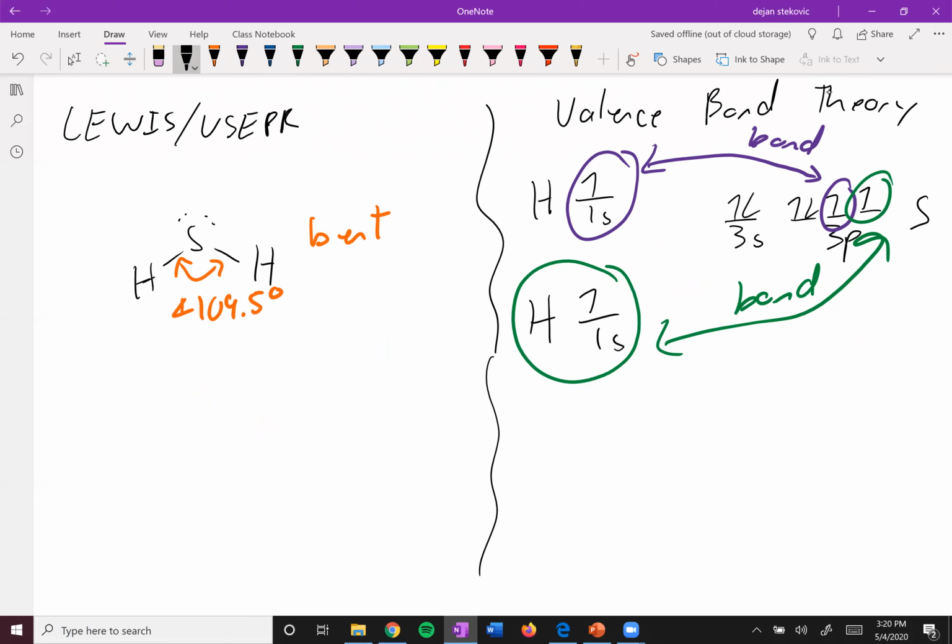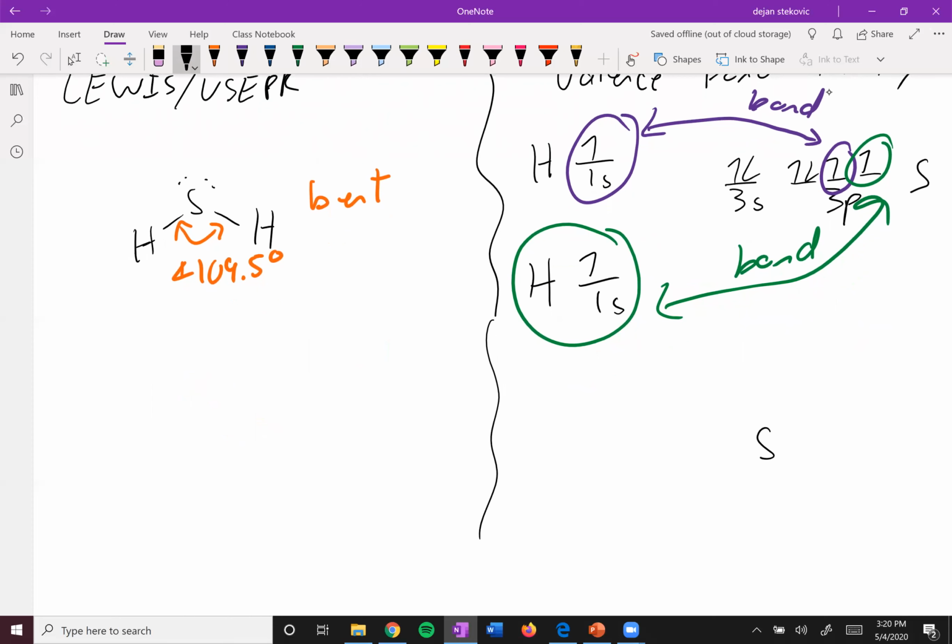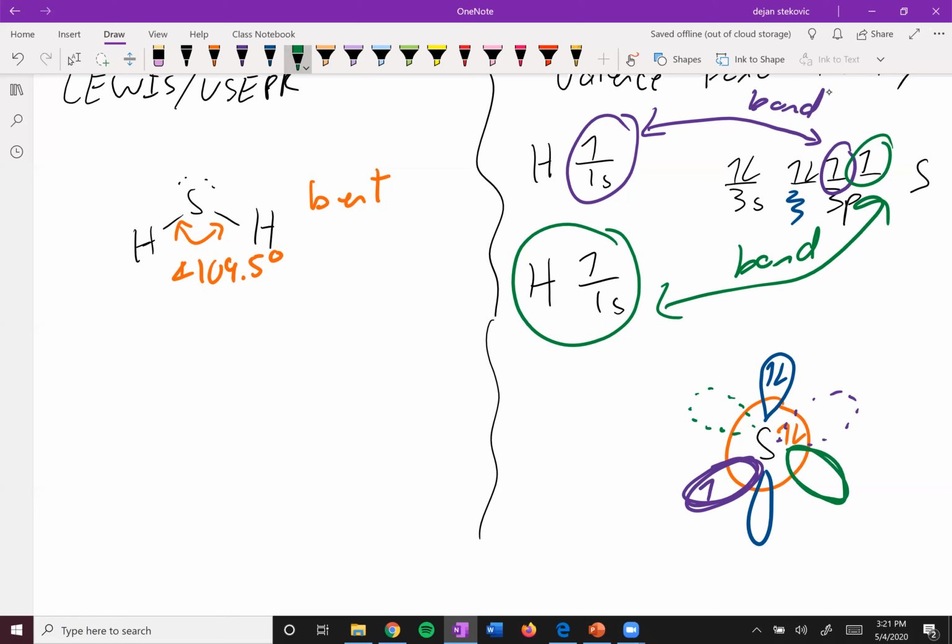If we were trying to draw the structure of what this would look like, we would think our sulfur with our s electrons in there, right? They're not going to be bonding. Then you have a filled p orbital. Let's make this one kind of blue. And then you have 2 half-filled orbitals. So you have one coming out of the board, and the other going into the board, and then there'll be 2 hydrogens on either side.